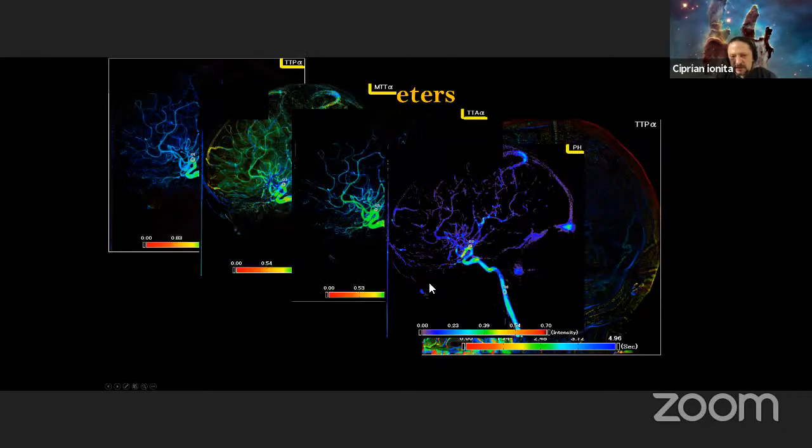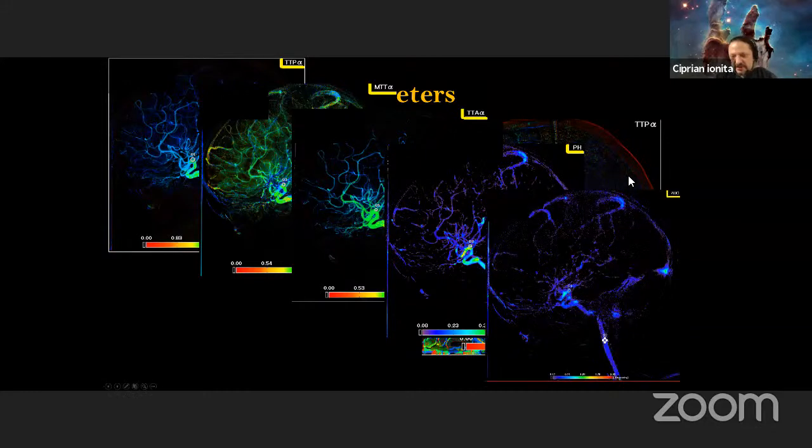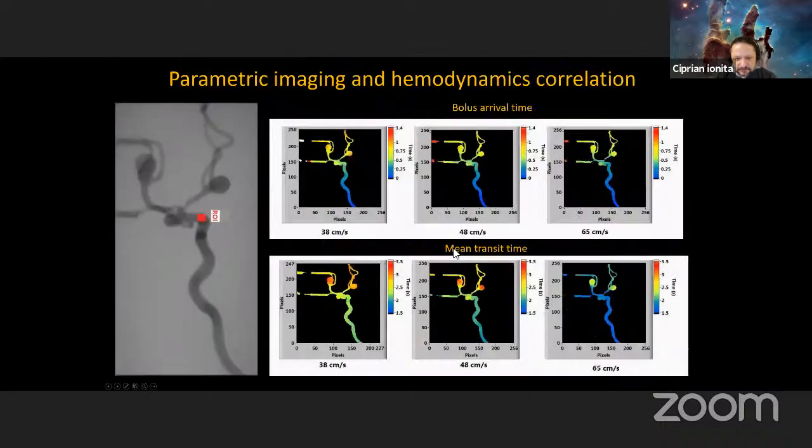So again, these pictures are the flow seen with different filters, and every single filter gives you a different kind of information. The mean transit time, for example, is the average time a particle spends in a certain area. Time to arrival is how fast it got there. Peak height is almost like cerebral blood volume. And for the artery equivalent, how much contrast gets into a certain area. So the area under the curve is a combination of the mean transit time and peak height.